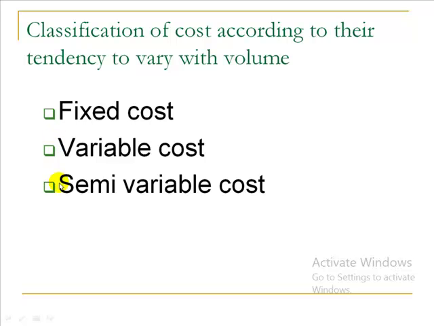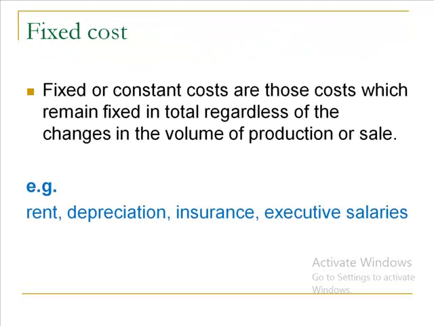So now let's have a look at what is fixed cost, what is variable cost, and what is semi-variable cost. As I told you, by fixed cost we mean that cost which is constant. By fixed cost we mean that cost which remains fixed in total, regardless of the changes in volume of production or sale.